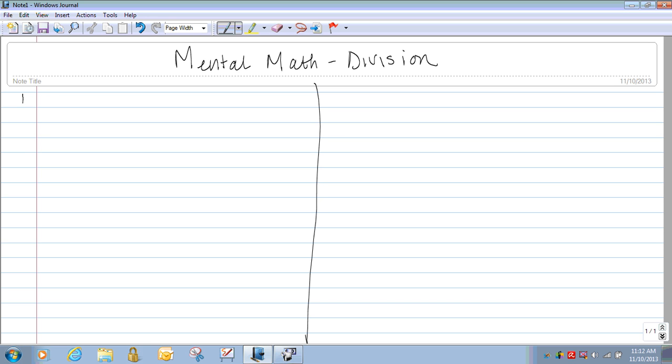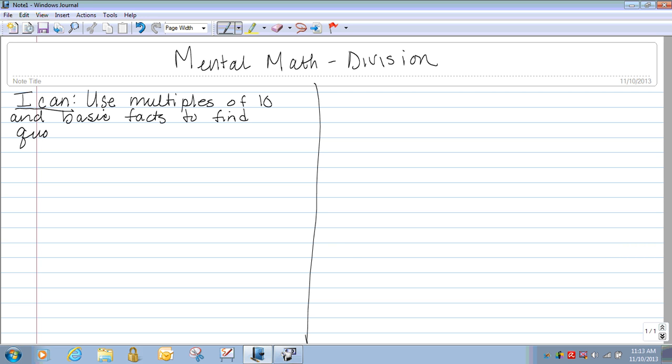And we are going to start with our I can statement. I can use multiples of 10 and basic facts to find quotients.